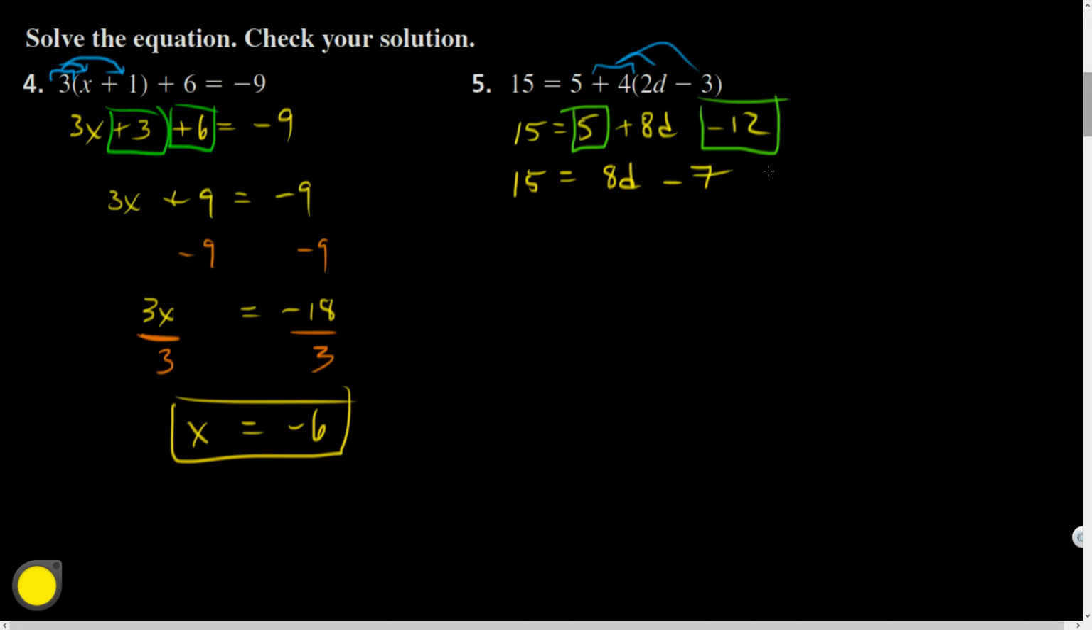All right? What do you guys think I do next? Would dividing by 8 be okay this time? It'd be awful. Ugh. It would just create the worst fractions, right? So let's add 7 to both sides. So Ben, let's see. 15 plus 7 is 22 equals 8d, and those 7's canceled out.